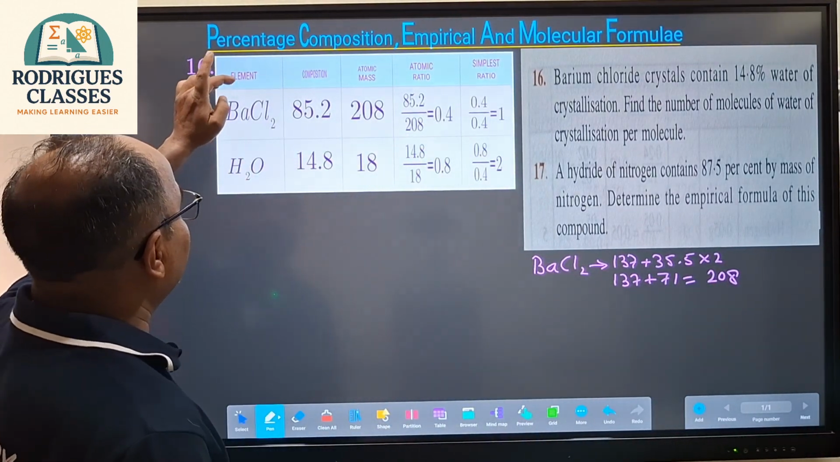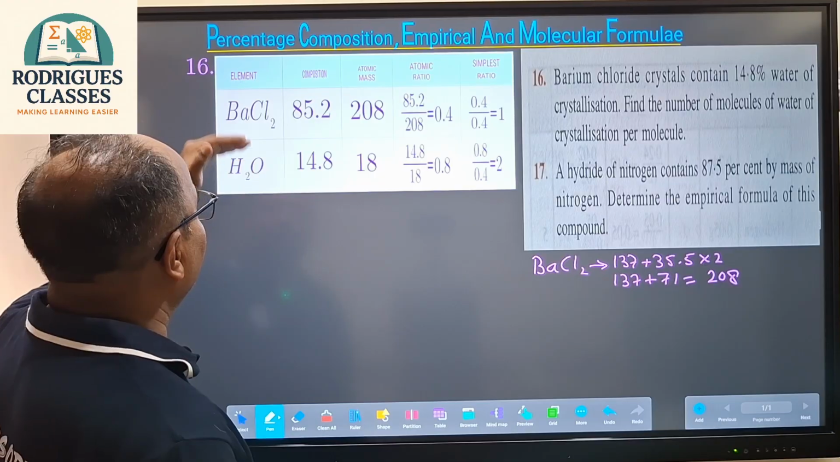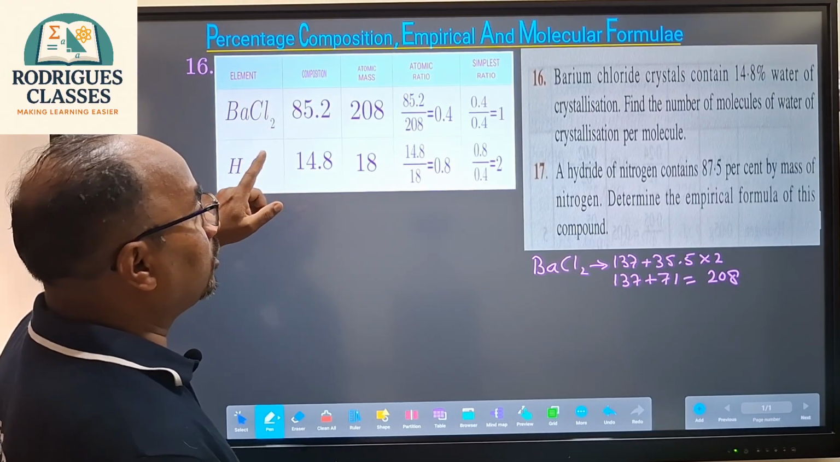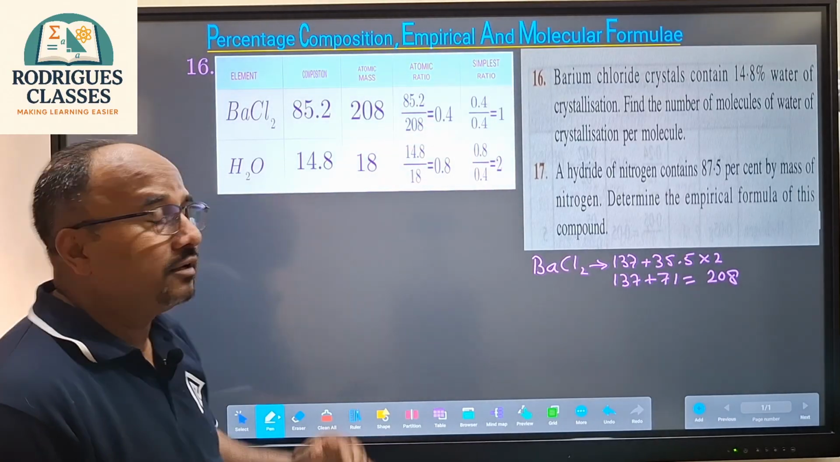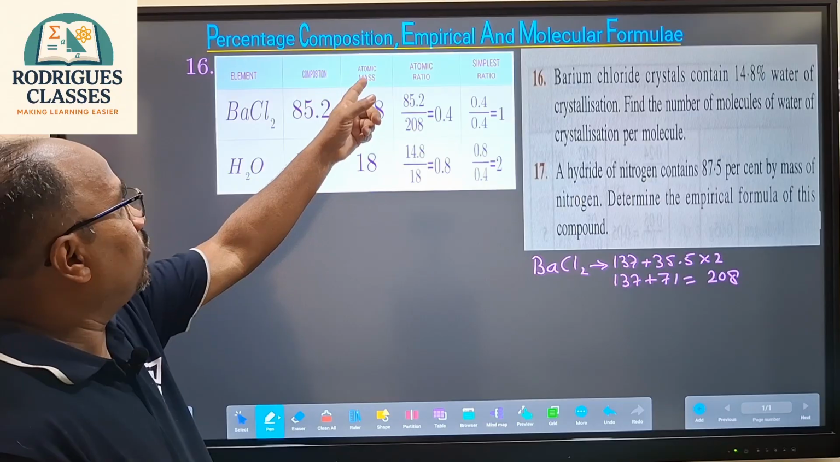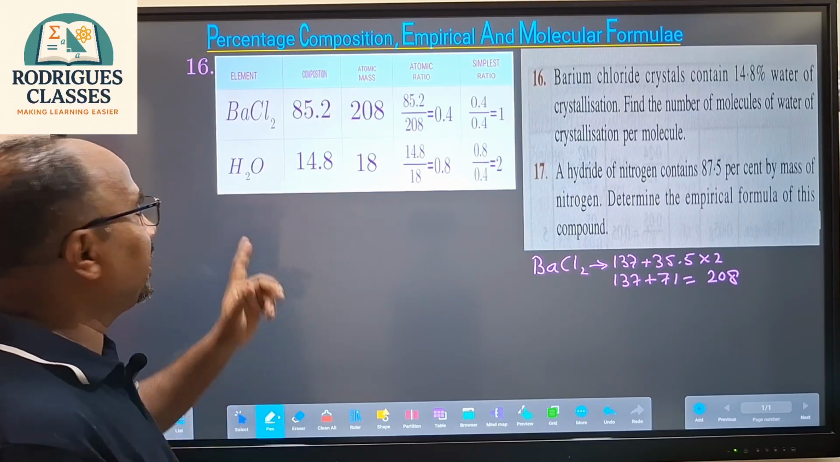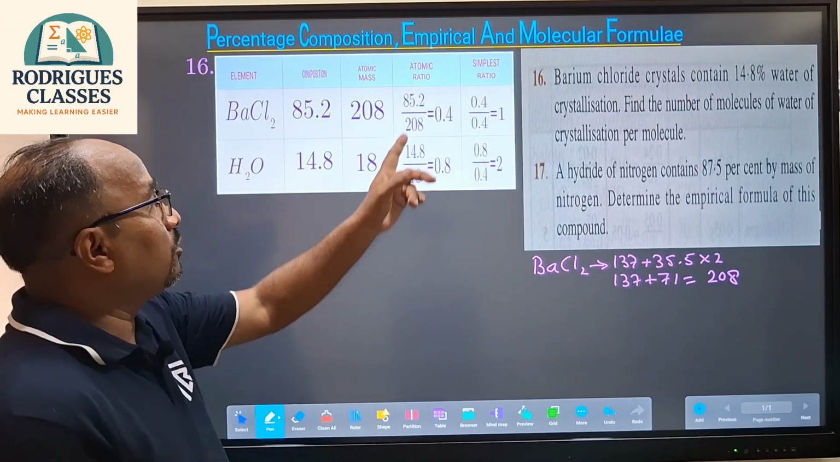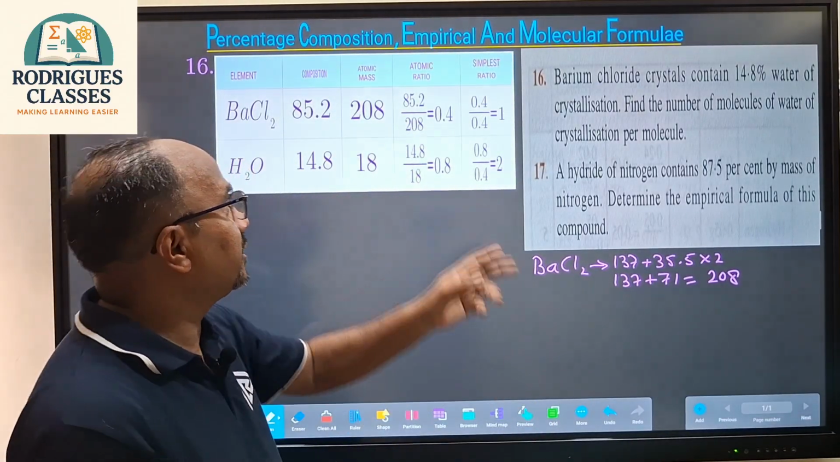So here it's not element, it should be compound, barium chloride and water written. Composition of water was given to us 14.8. The other one is barium chloride, so 85.2 written. Molecular mass of barium chloride is 208 and of water it is 18. Okay, so now atomic ratio, that is actually the molecular ratio.